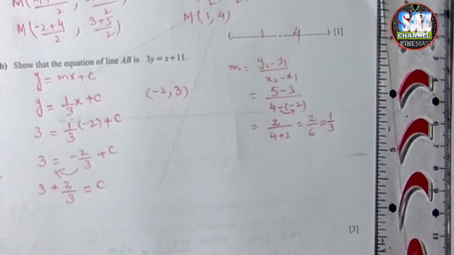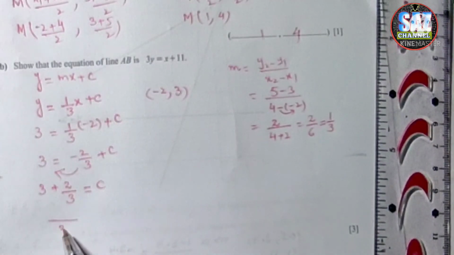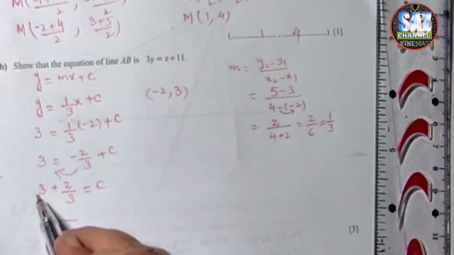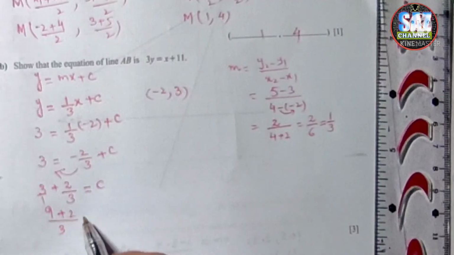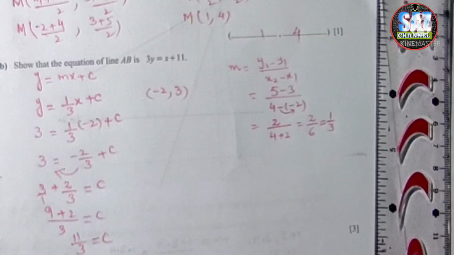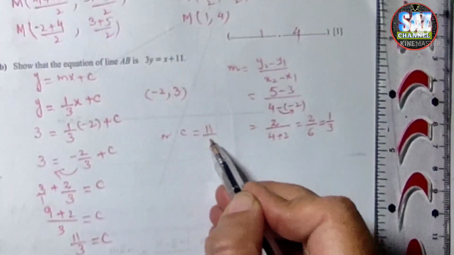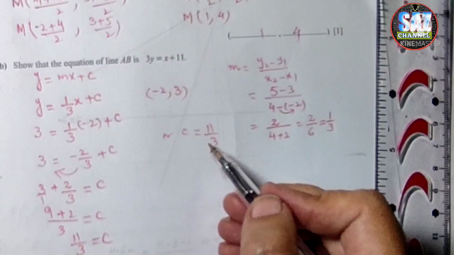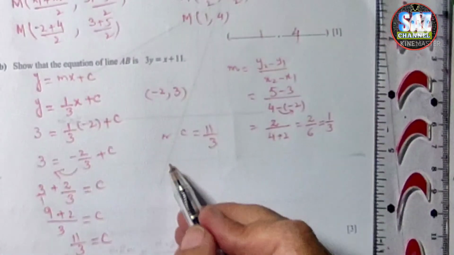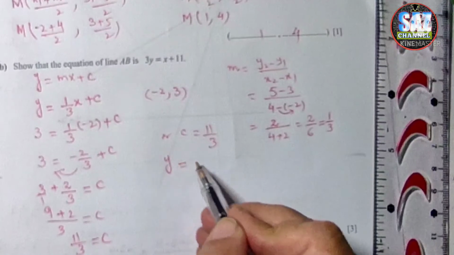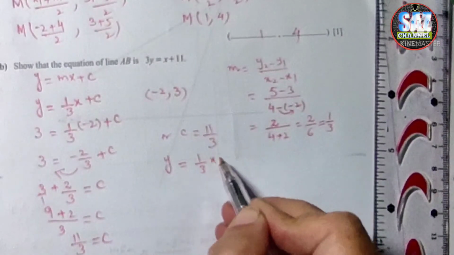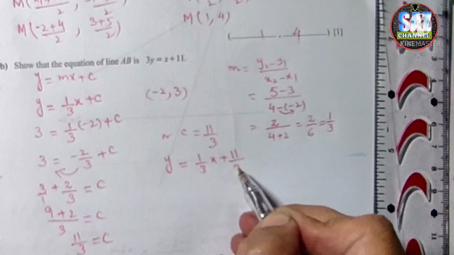Okay, and now take the LCM. 3 times 3 is 9 plus 2 equals c. 11 by 3 equals c, or c equals 11 by 3. And now finally we have to write the values of m and c in the equation. y equals 1 by 3 x plus 11 by 3.